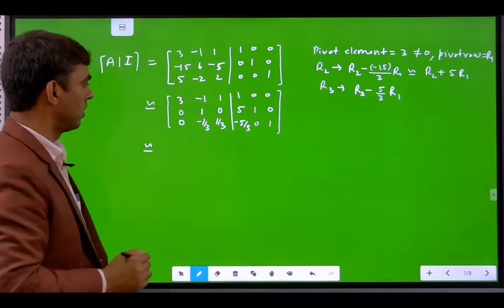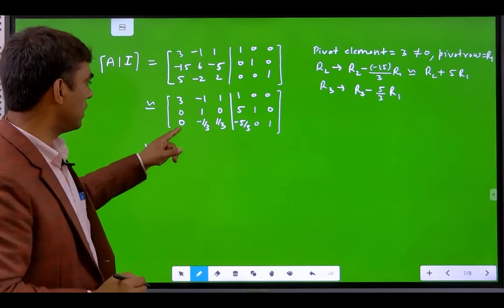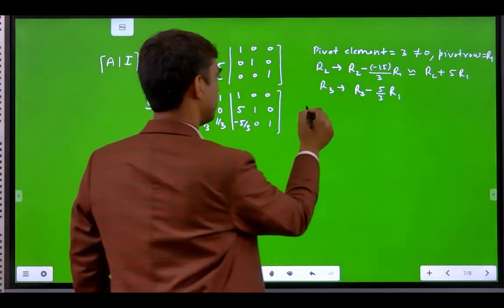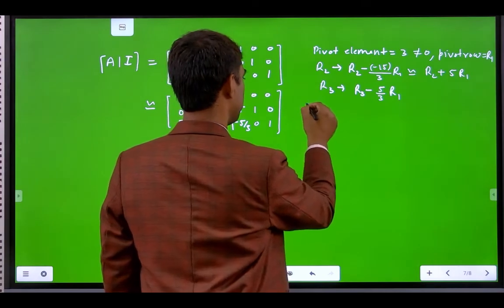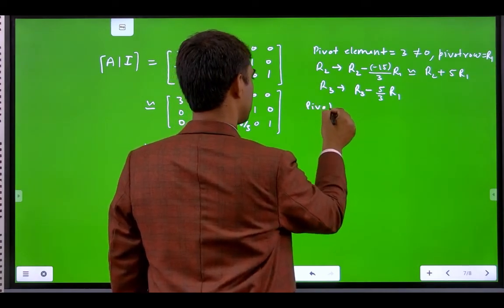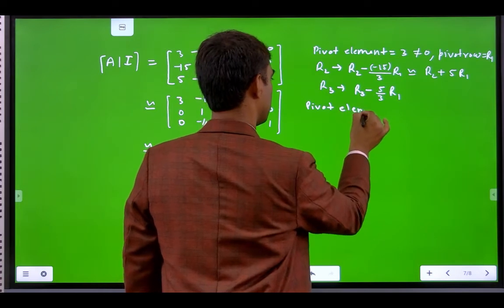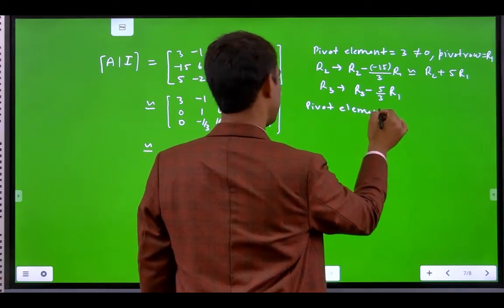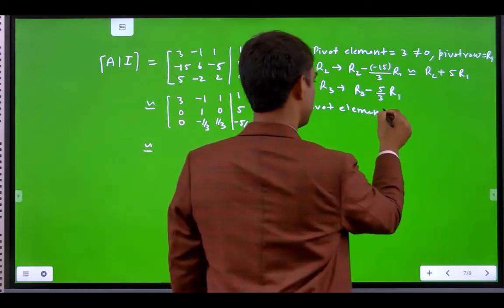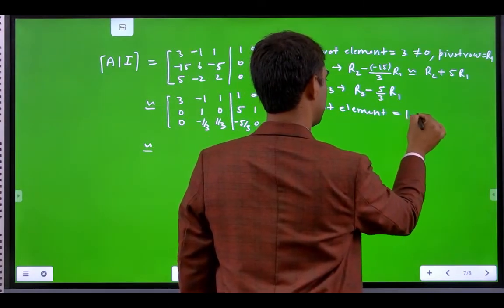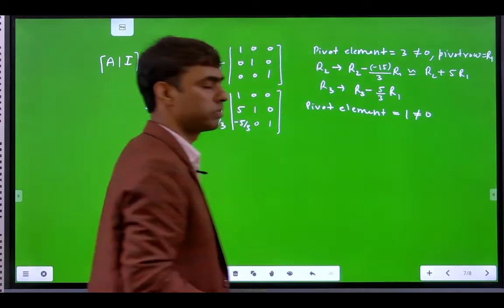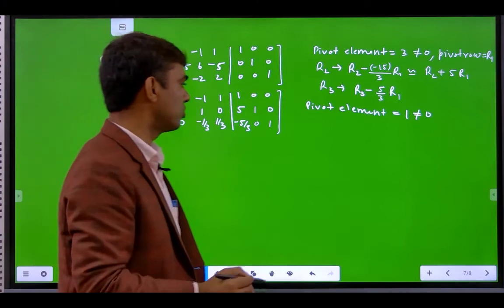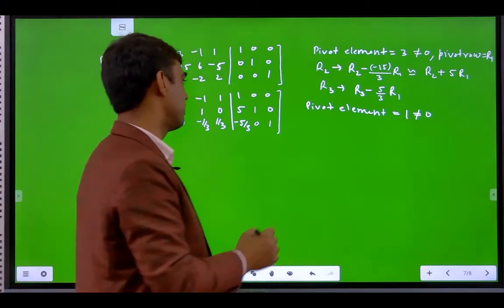Now in the reduced augmented system, what is the pivot element? Here the pivot element is the common element of the second row and second column. This is 1, and this also does not equal 0. So there is no need of partial pivoting or complete pivoting.